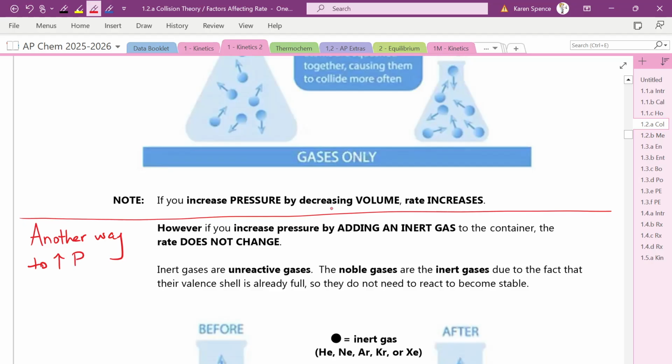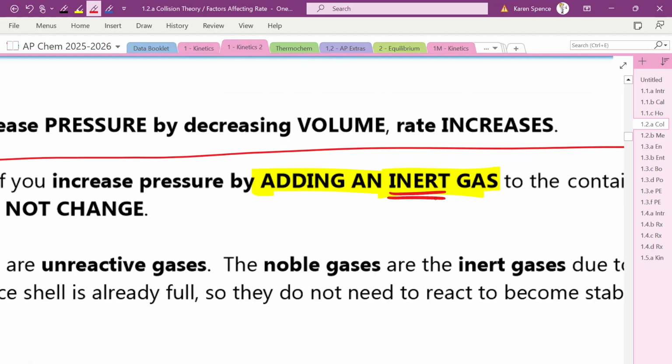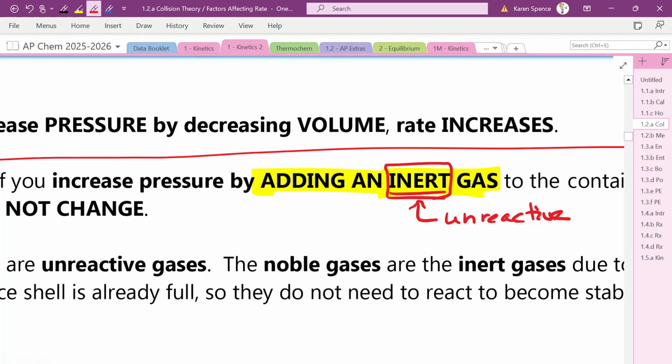So if you increase pressure by decreasing volume, the rate increases. However, if you increase the pressure by adding an inert gas, what the heck is an inert gas? What does it mean if something is inert? It does not react, it's unreactive. If a gas is unreactive, what kind of gas is it probably? Probably a noble gas.